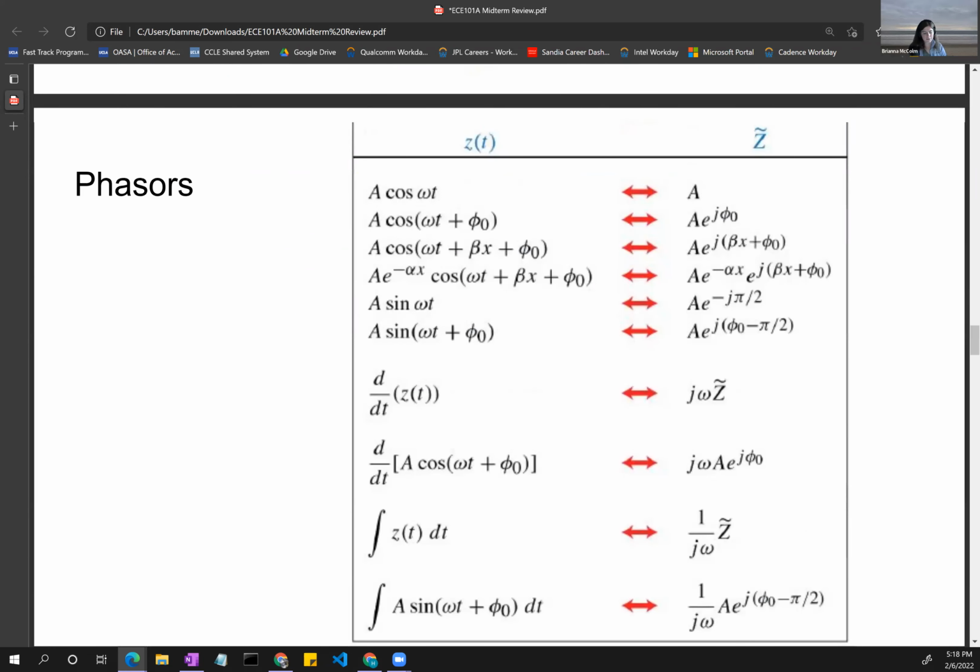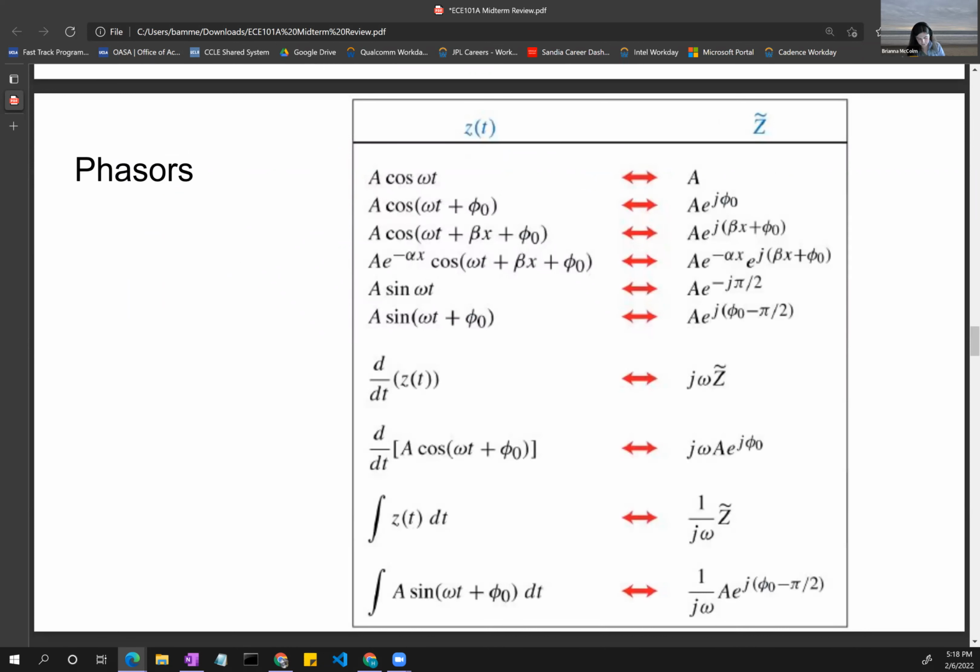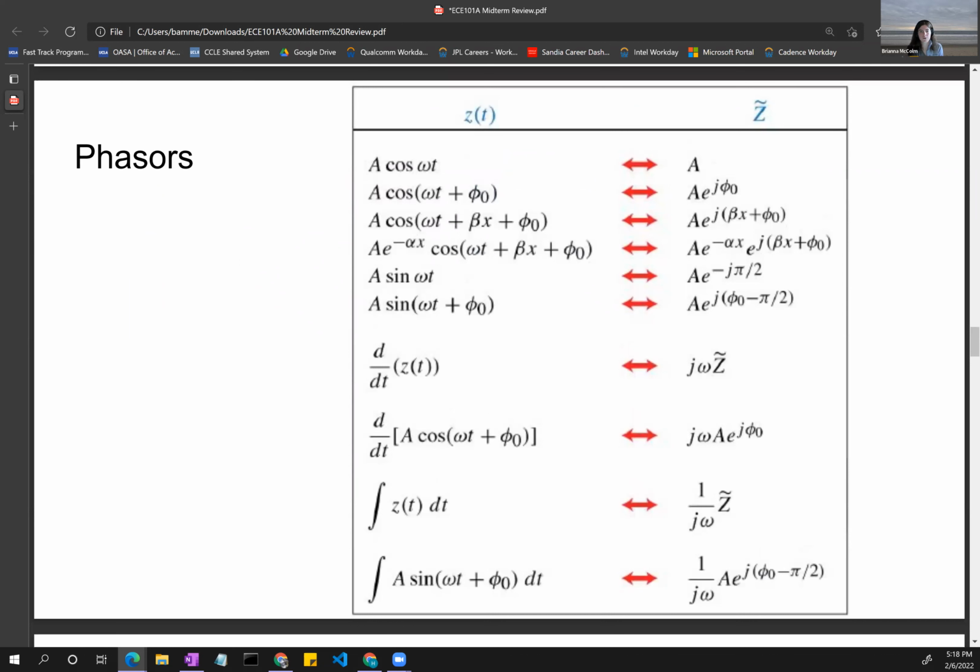Okay, so let's move on to our next topic, which is phasors. Phasors are useful when we want to look at how something behaves without considering its time-dependent component. This chart here is just a useful summary of different phasor properties, like what happens when you take a derivative, and different conversion methods that can be useful to remember so that you can quickly go through a problem.